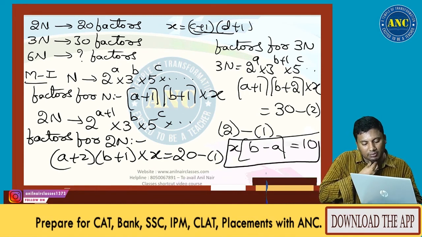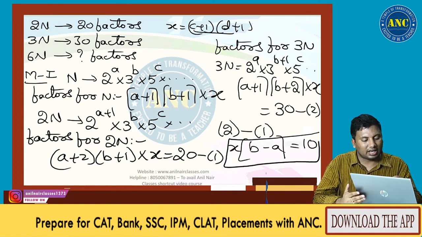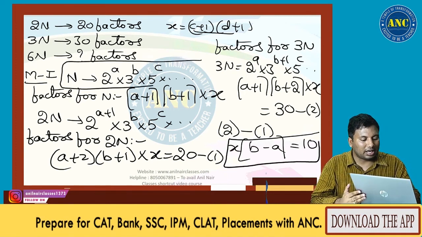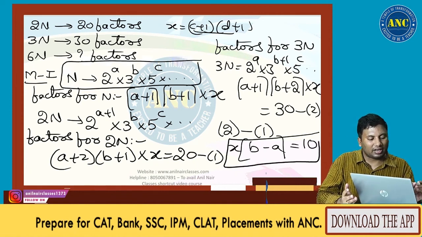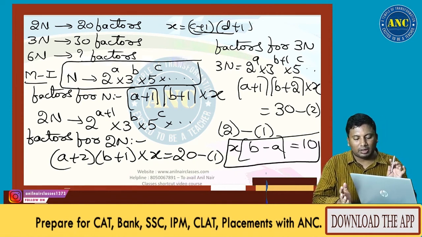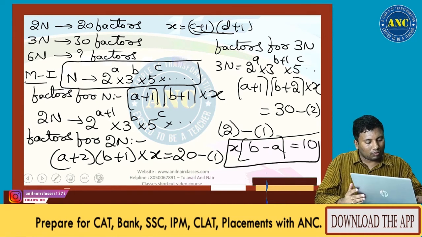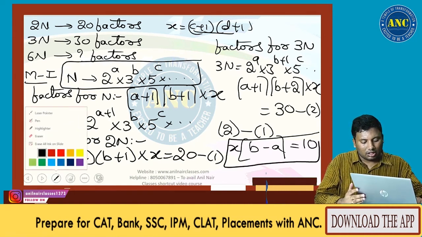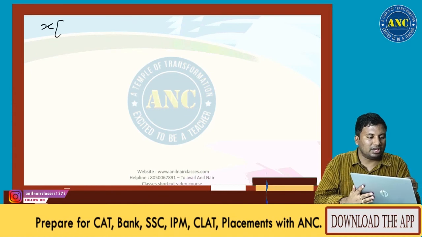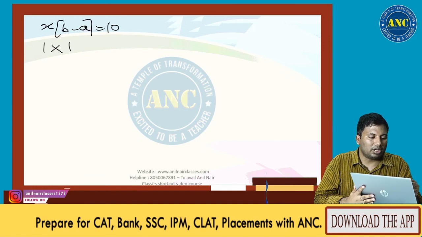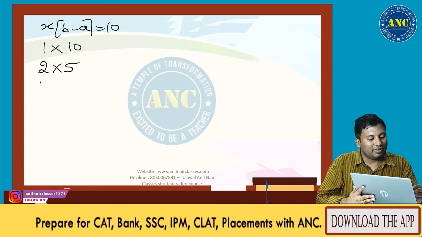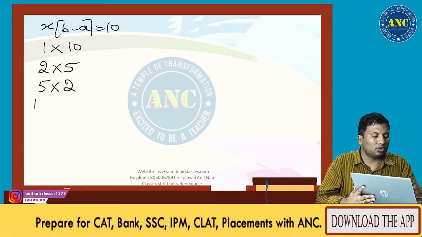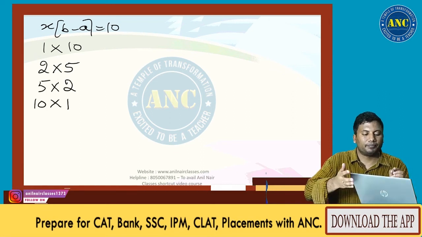If x into (b minus a) is equivalent to 10, now I will write it in the first slide. Any natural number can be written as a power of prime basis. Now what we'll do is, x into (b minus a) equivalent to 10. This could be 1 into 10, 2 into 5, 5 into 2, or 10 into 1. There are 4 choices that will come.